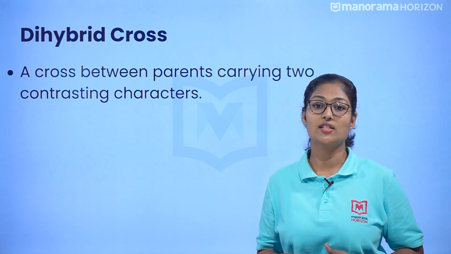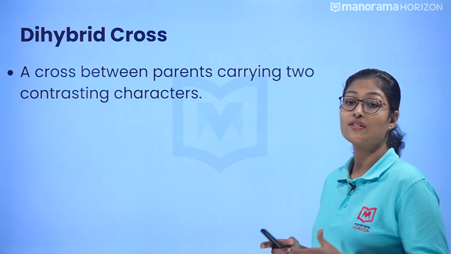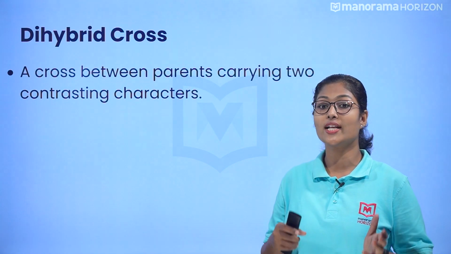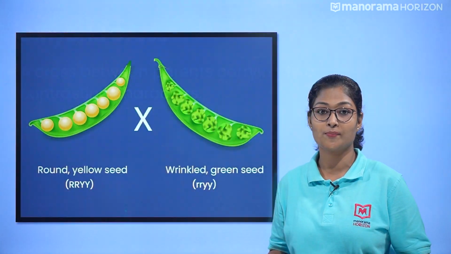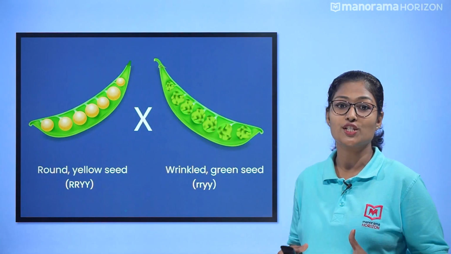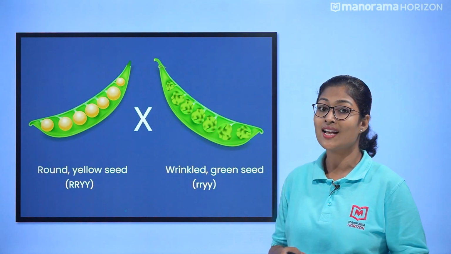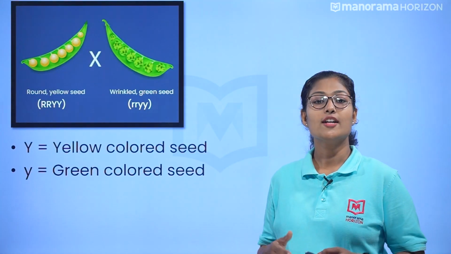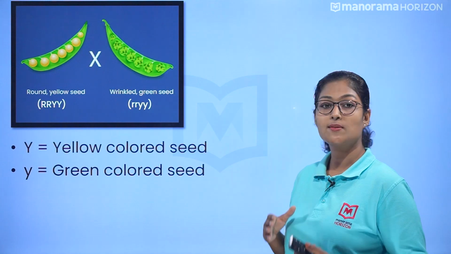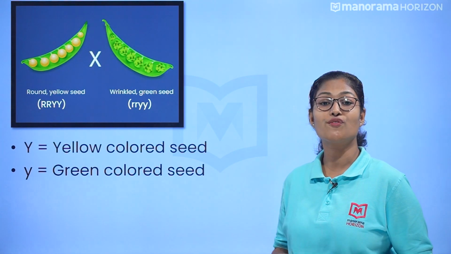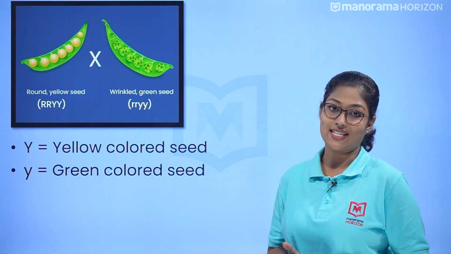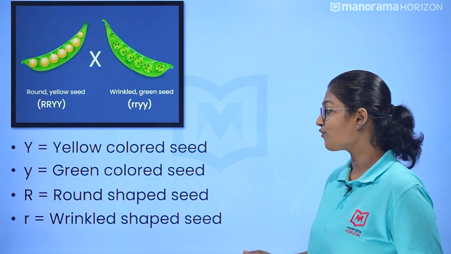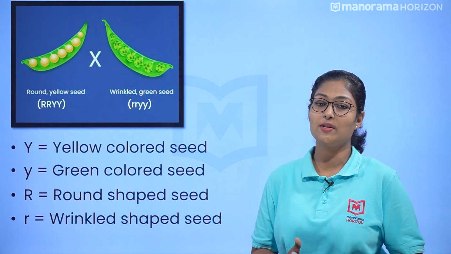A dihybrid cross involves parents with two contrasting characters to observe the inheritance of the genes governing the pair of chosen characters. So let's discuss the dihybrid cross between pure breeding pea plants that differ in seed color and shape, as Mendel performed. Here, the letters capital Y and small y represent the alleles for yellow and green colored seeds, while the letters capital R and small r represent the alleles for round and wrinkled shaped seeds.